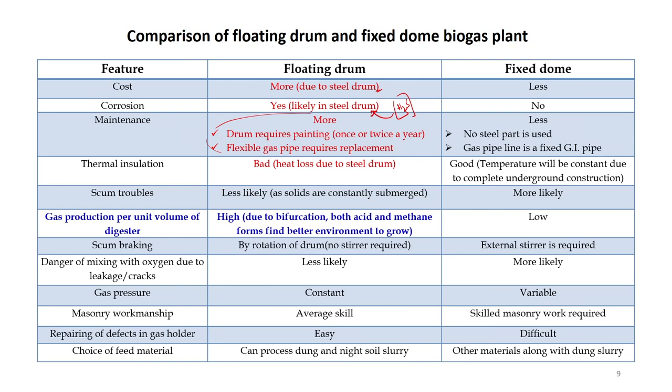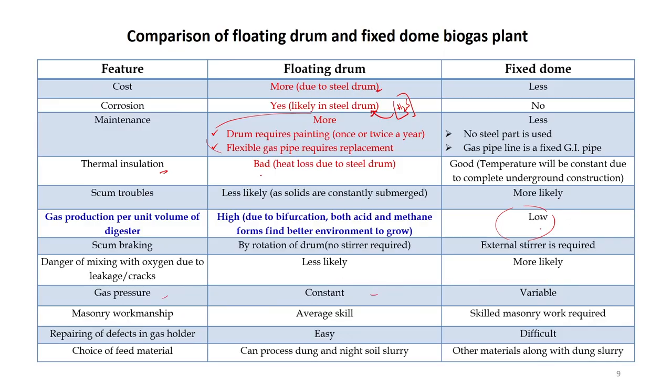But if we talk about gas production, it is significantly higher in case of floating drum type biogas plant compared to the fixed dome type biogas plant. So all other components can also be seen, like thermal insulation is bad because it's a metal, so conductivity of the metal is high compared to the bricks and all. So heat loss will be there, because heat is also important while promoting the microbial activity inside the biogas plant. And then gas pressure is constant in floating drum, but here it is variable in fixed dome, because the steel structure maintains the constant pressure. And for fixed dome, masonry work is there, so skilled manpower is required.